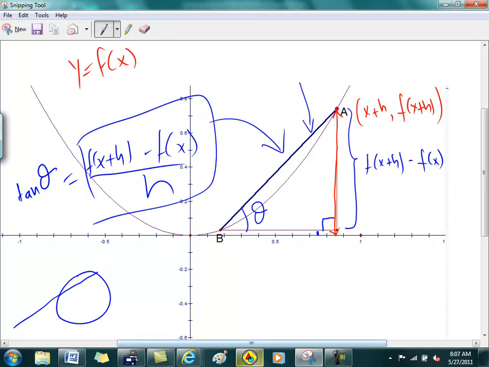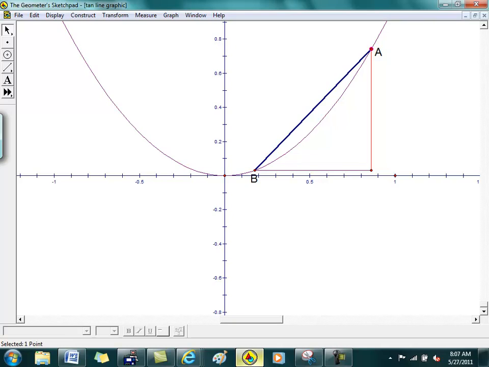Look what happens to the secant. Notice that this distance here is h, the horizontal distance. Everybody know what I'm talking about? What's h? This distance here, from there to there. You guys with me on that? I'm losing you guys. Okay, look what happens.